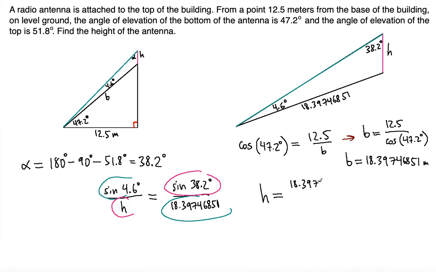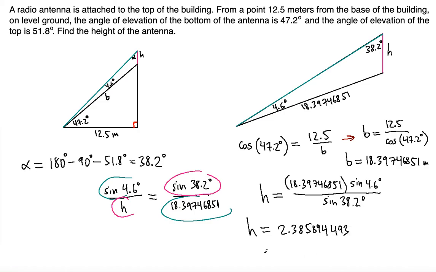So h is 18.3974681 times the sine of 4.6 divided by sine of 38.2. That solves for the h. If you do this in your calculator, being sure that you're in degree mode, I get sine of 4.6 times 18.3974685 1 and divide by the sine of 38.2. I'm getting 2.385894493.